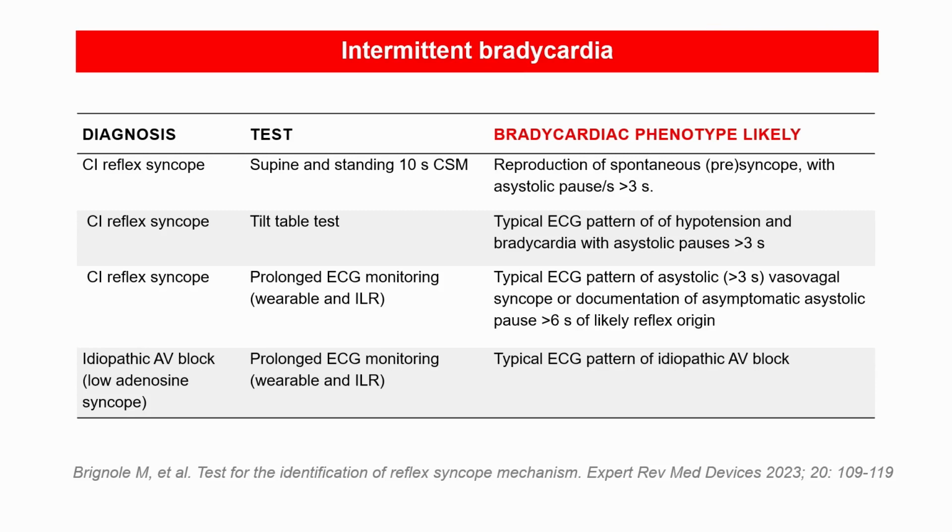Bradycardia phenotype, on the other hand, can be diagnosed, again, by tilt-table test with the typical electrocardiographic pattern of hypotension and bradycardia with an asystole of 3 seconds, by carotid sinus massage, by prolonged electrocardiographic monitoring, wearable and implantable loop recorder, that show a syncope with asystole of more than 3 seconds or an asymptomatic asystole of more than 6 seconds.